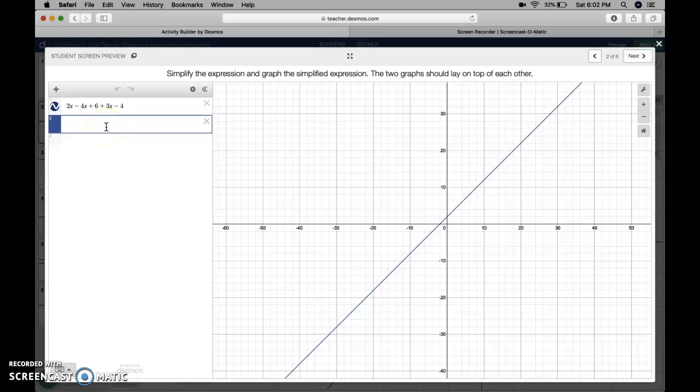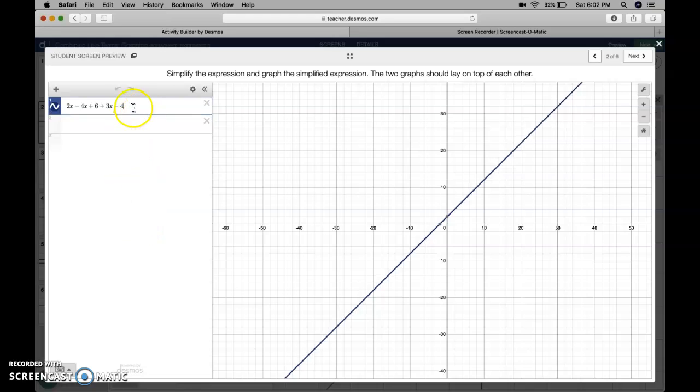Okay, equivalent means equal. If they're going to be equal, they're going to have the same graph. They're going to look the same. And I made this activity primarily because if you simplify correctly here, it'll lay on top of each other, and you'll know right then and there, did I do this correctly or not? If the graphs are not laying on top of each other, then you didn't do it correctly, and you need to try again.